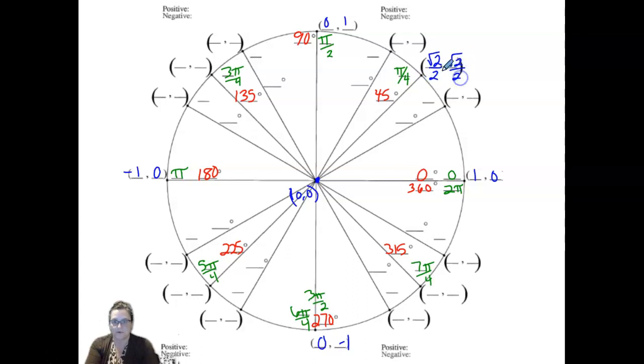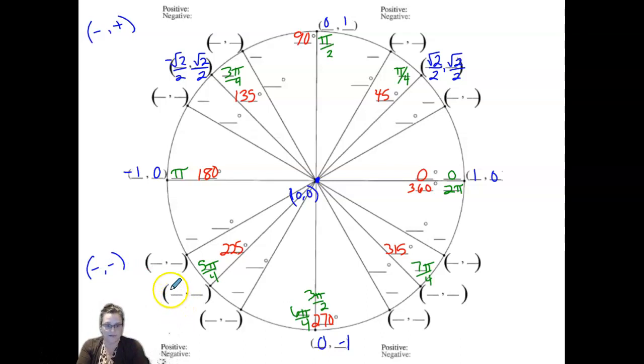And when I reflect that point into the second quadrant, that is where x is negative, but y is positive. So x is negative root 2 over 2, y is positive root 2 over 2. When I reflect the reference angle into the third quadrant, that's where both x and y are negative. And so this will be negative root 2 over 2, comma, negative root 2 over 2 as the coordinate at 5 pi over 4.